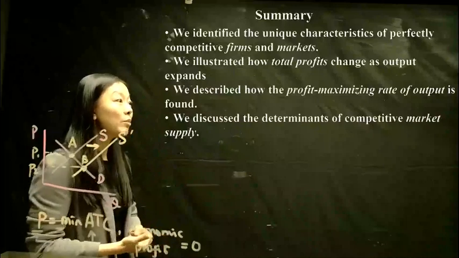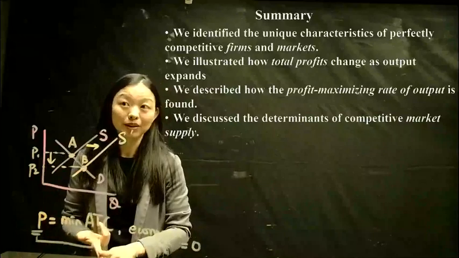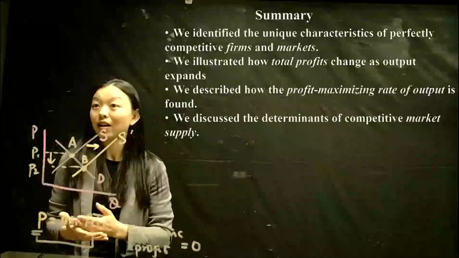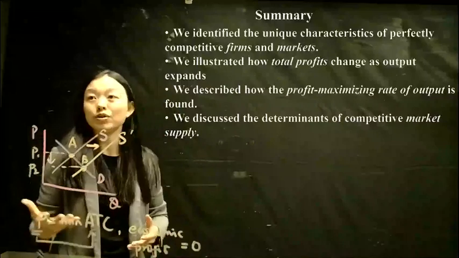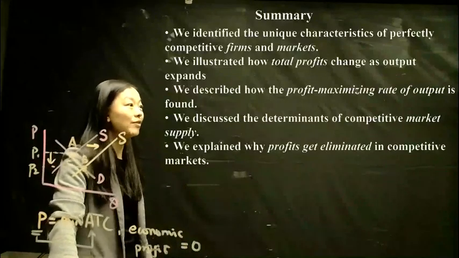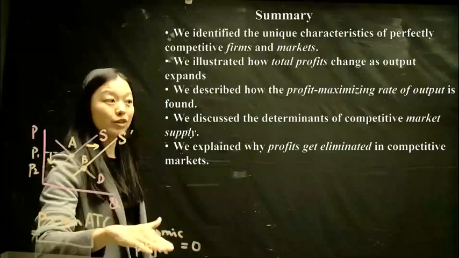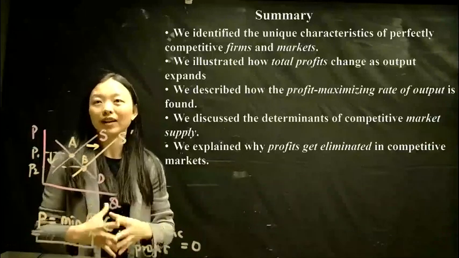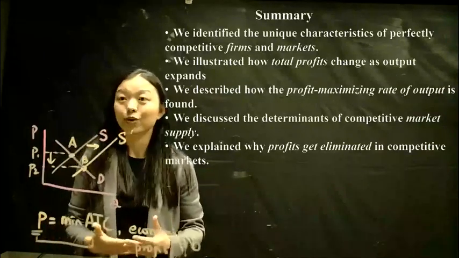We also discussed the determinants of competitive market supply. For example, the price of factor inputs, like wages and borrowing costs, etc. We also talked about how technology and expectations affect the market supply, and the number of firms in the market. Now, at the end, we explained why profit can be eliminated, why in the very long run the economic profit will reach zero, so that the market reaches the long run equilibrium. All right, I think that will be the content for this chapter. Thank you.